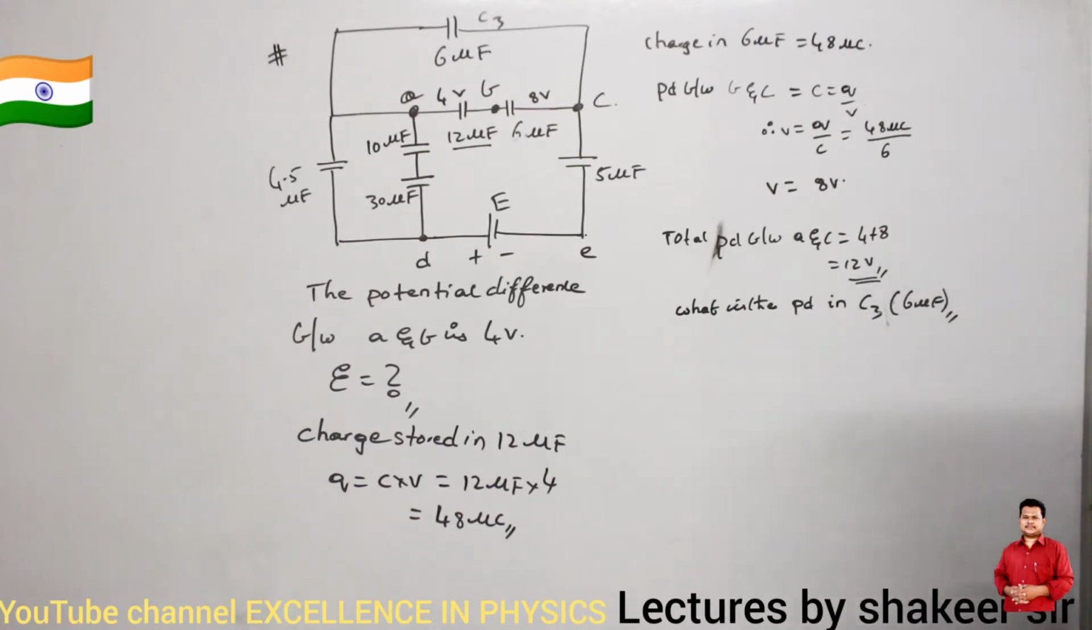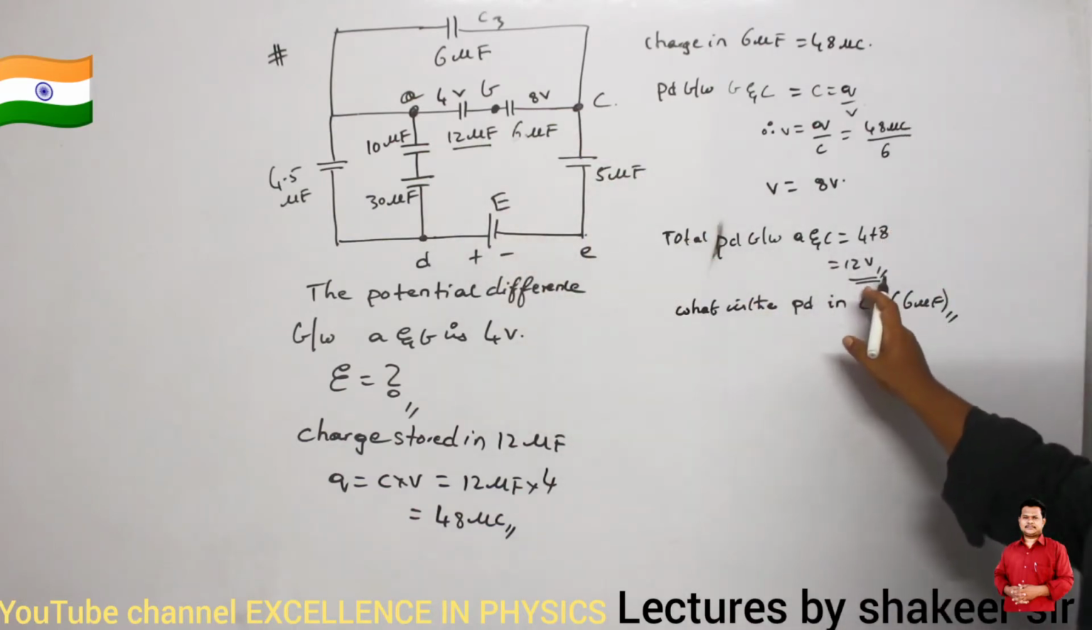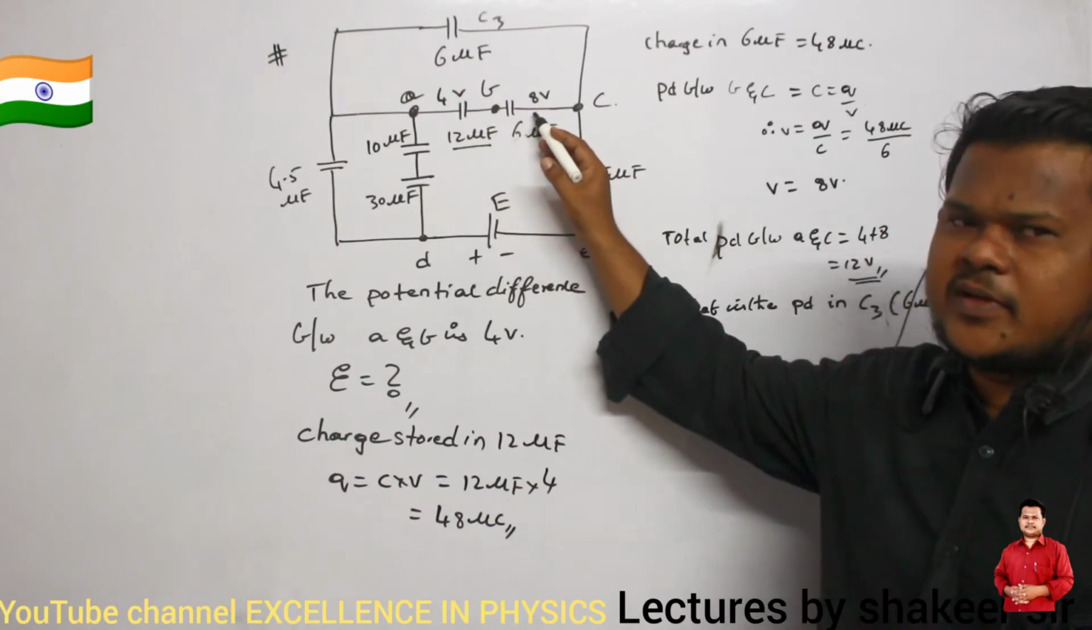Potential difference between A and C is 12. Already we have calculated it. Now how did we get this 12? Potential drop in this one is 4. Potential drop in this one is 8.